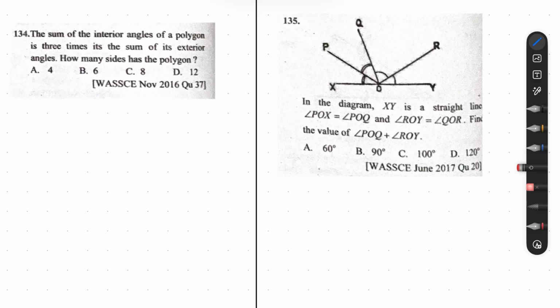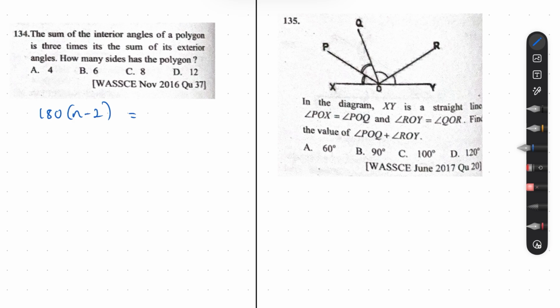The question says the sum of the interior angles of a polygon is 3 times the sum of its exterior angles. How many sides has the polygon? First, let's write down the sum of interior angles, and this is the formula. Then we are saying that it is equal to 3 times the sum of the exterior angles.